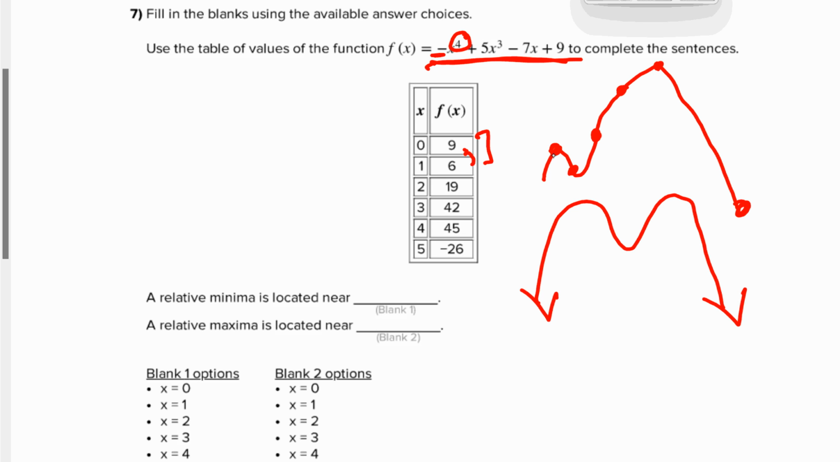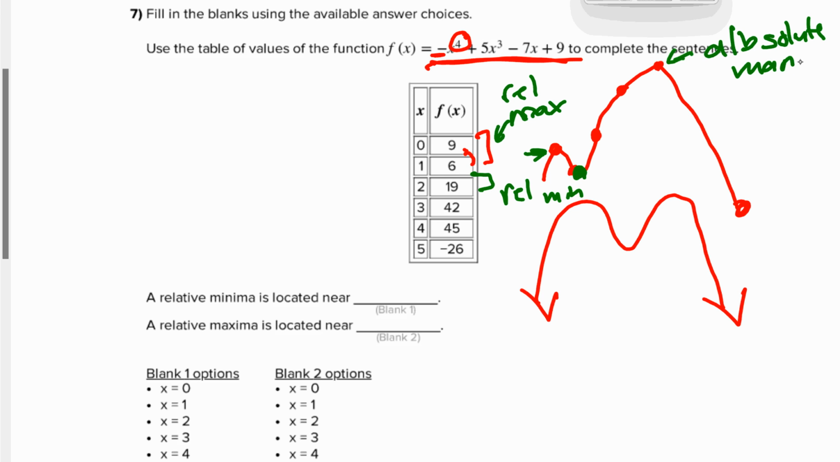So we can see that we probably have one right here. And then we probably have one right here where we turned around. So somewhere between these two, we probably have a relative minimum. And then here we probably have a relative max. Now because it's to the fourth, this one up here is probably an absolute max. So that's one way to do it, is kind of just graph it in random.